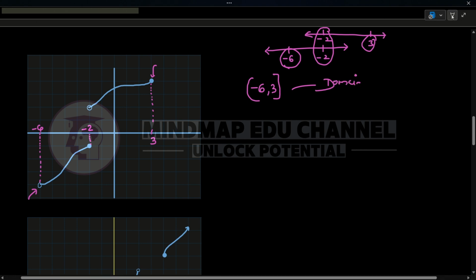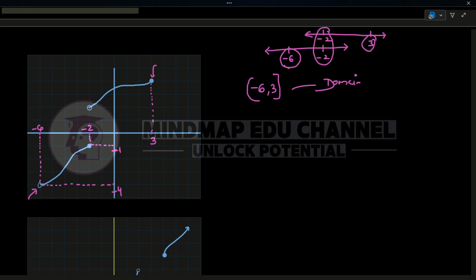Now, find the range. For range, focus on y values. So the y values here are 1, 2, 3 and minus 4, and it ends here at minus 1. This is for the first function. Now see, for the second function, it starts from 2 and it ends at 4. Correct? Now you see, between minus 1 and 2 here, there's no graph.